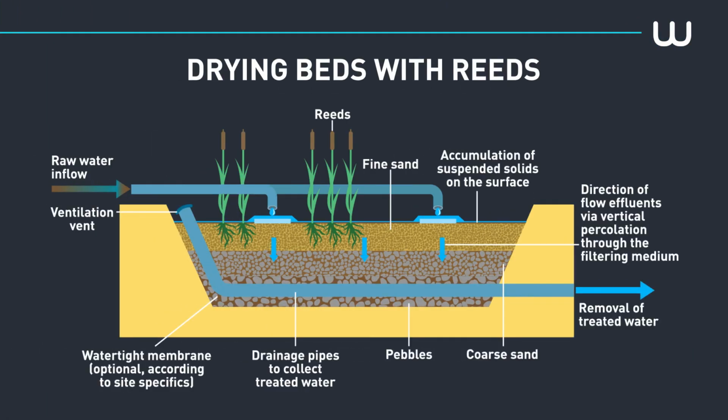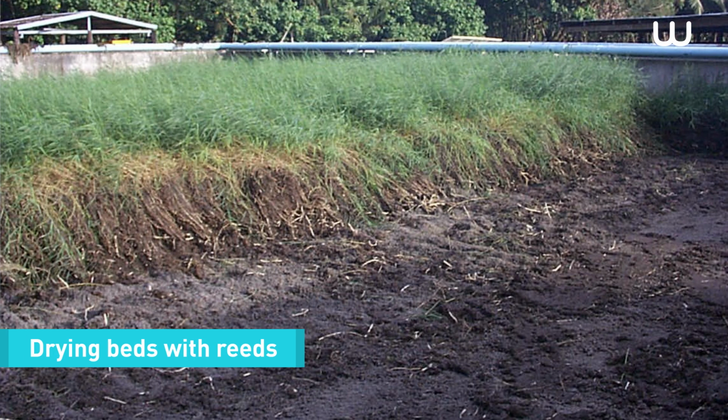Drying beds with reeds work in a similar way as those with sand. The difference being that the sludge to be treated is deposited onto a filtering media where reeds are planted. Reed root ramifications enable the water to be successfully removed, and plant growth encourages sludge mineralization.